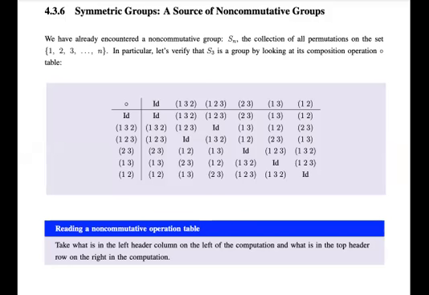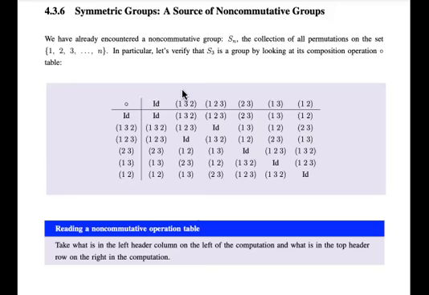So, remember how we talked about permutations and cycle notation? Let's suppose that we take a look at all the permutations on a collection of three things, 1, 2, and 3, just literally those numbers, and we can think about the different permutations and cycle notation this way, and with composition, we have a group.